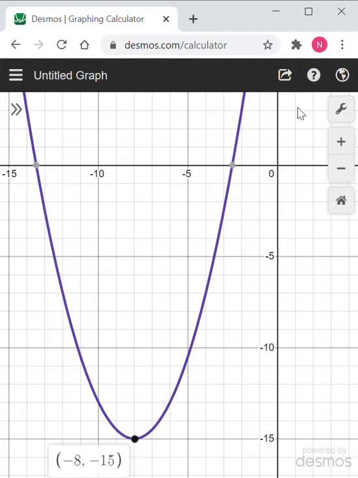We see that my vertex, moving from the origin, it goes to the left 8 and down 15 units. Once you've got all your transformations and you're pretty comfortable with Desmos, you may begin to work on your homework.